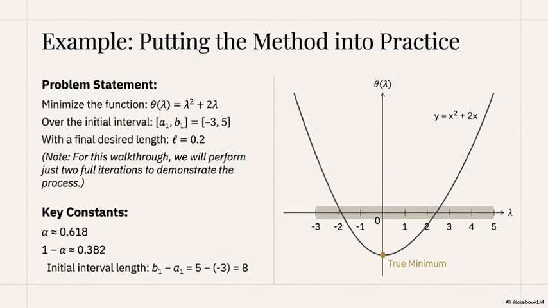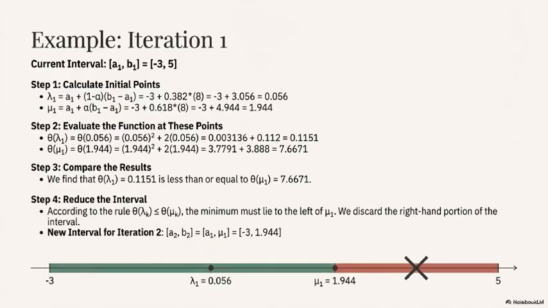Step 2. We plug these points into our function. The first point gives us a value of roughly 0.115, while the second gives us a much higher value of 7.667. Step 3. Comparing these, we see the first value is much smaller. This tells us the minimum cannot be on the far right side of the interval. Step 4. We discard the entire right-hand portion. Our new interval is now -3 to 1.944. For the next iteration, our current left point will automatically become our new right point, as shown in the diagram.